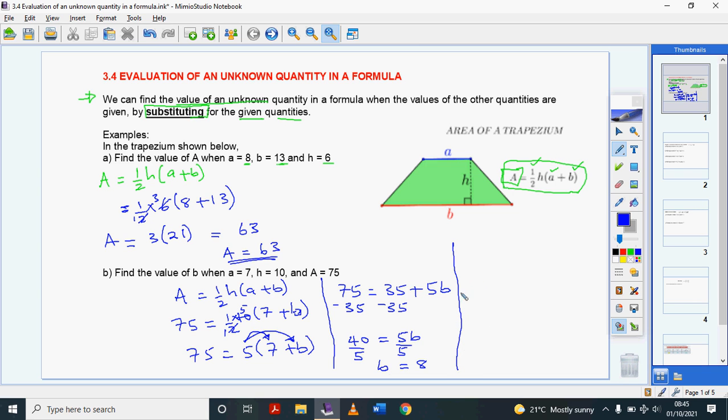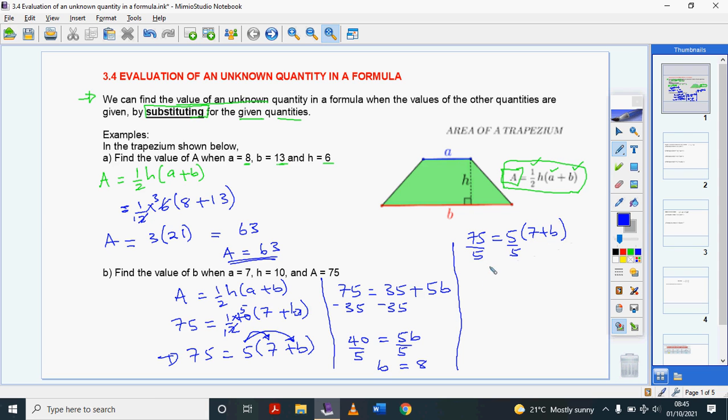However, if I use the other method, so again starting from here, if I had 75 is equal to 5 open brackets 7 plus b, if I divide by 5 first, I divide by 5 and divide by 5.